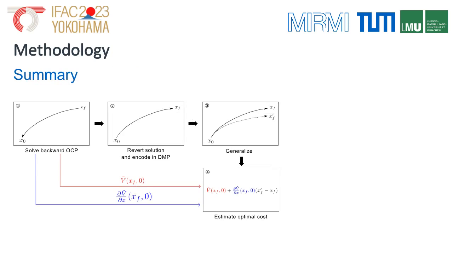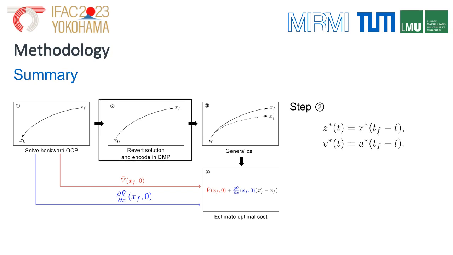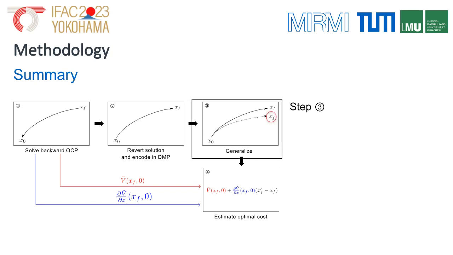We now summarize how to use the previous results to get first-order estimates for the optimal value function. First, we solve the backward time optimal control problem in order to obtain a backward time trajectory z and its associated optimal control input v. In particular, we obtain the value of the optimal control input which starts at time 0 at the state xf. By lemma 3, we can obtain the partial derivative of the optimal value function associated to the backward optimal control problem. We revert the solution using the transformation defined in lemma 3 to recover the optimal trajectories of the original optimal control problem. Then, we use the DMP to generalize to a new terminal state.